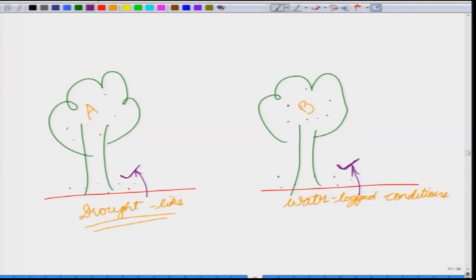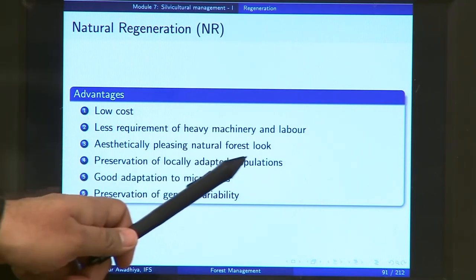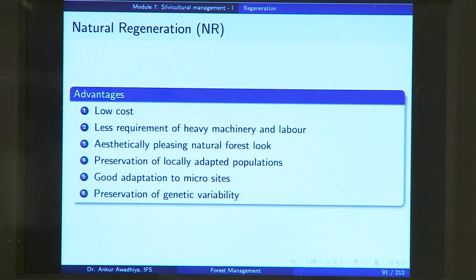And this is a very big advantage of natural regeneration, because in things like artificial regeneration, when we are planting the seeds, it is very difficult to ensure that all the local microclimatic conditions are matched accurately. So, for instance, if you went for artificial regeneration and you took these seeds from A and planted them here in the B site, then because these seeds, the red seeds, are able to tolerate drought but unable to tolerate waterlogged situations, your regeneration would not have occurred. But in the case of natural regeneration, the preservation of locally adapted populations ensures that the level of survival is better.